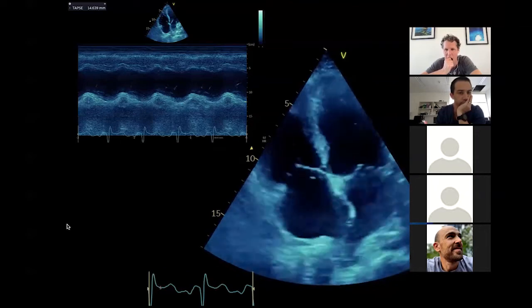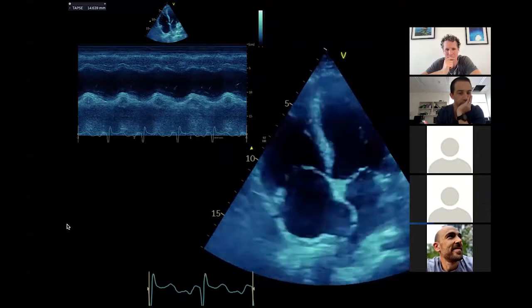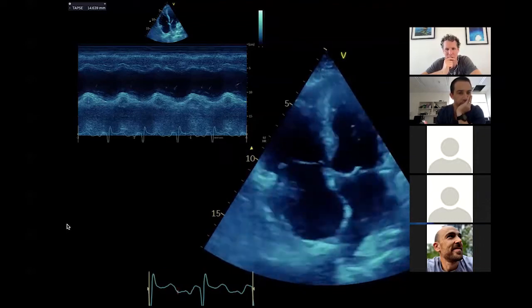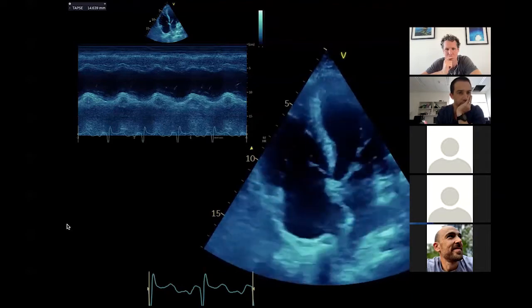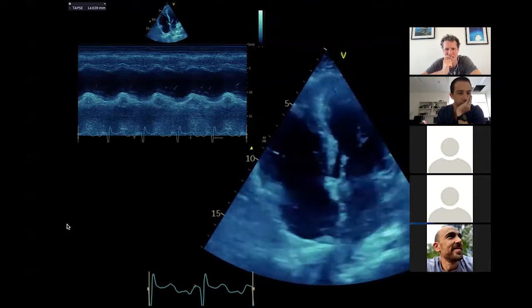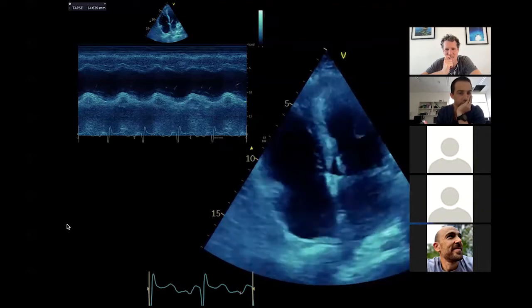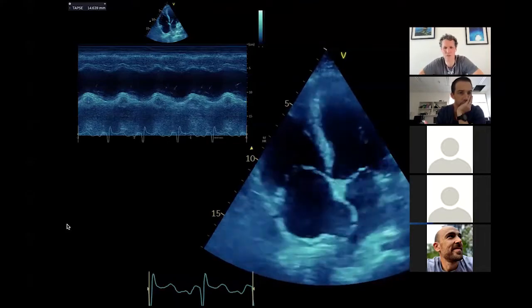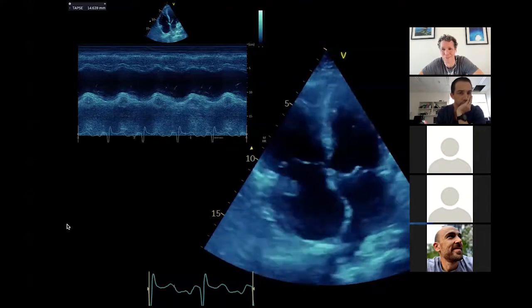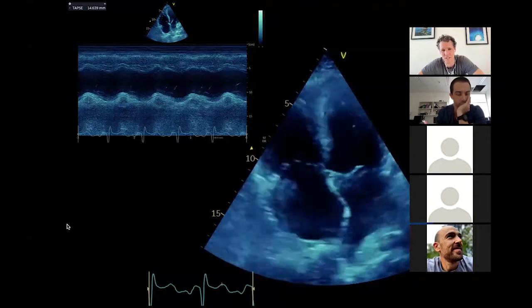There are a few things that stand out in this image. One, I can't appreciate the RV free wall, but the apex seems to be made or shared by both RV and LV. And the RV certainly looks dilated and bigger than the left ventricle. The annulus probably is enlarged, but I need to measure it. I think it's a severe RV dysfunction. Yeah, I agree. I'd have called it, I'll just stick in the middle, moderate just by looking at it. But I think it's right that it doesn't look mild to me.